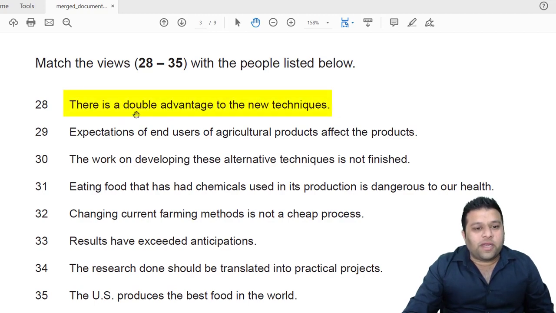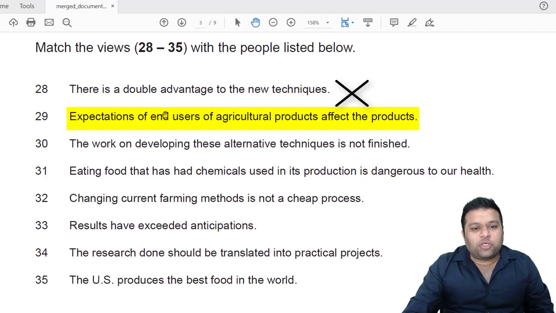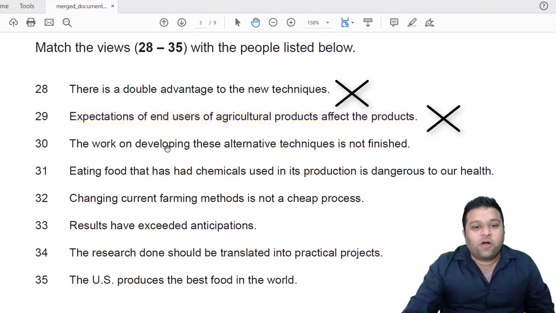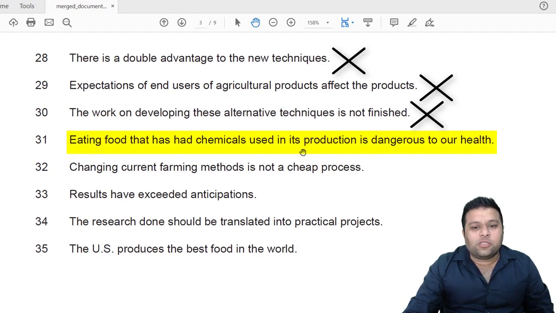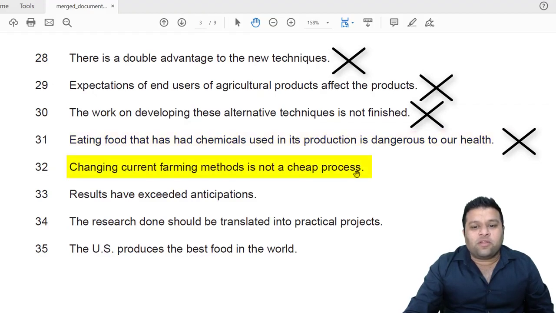Double advantage in new technique. Was it talking about double advantage in new technique? No, it's not. Expectation of end user agriculture product. Were they talking about end users? No. Work on developing alternative techniques is not finished. Were they talking about alternative techniques? No. Eating food that has had chemicals used in production is dangerous. They're not talking about chemical. They're not talking about production. No. Changing current farming method is not a cheap process. Yes. Changing something on your farm is expensive business and not a cheap process.